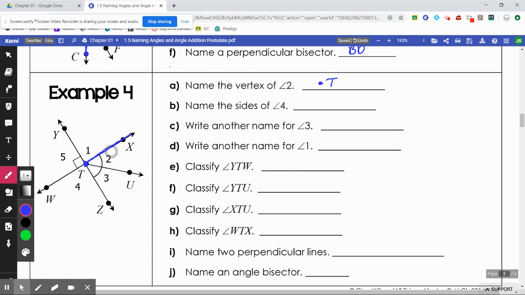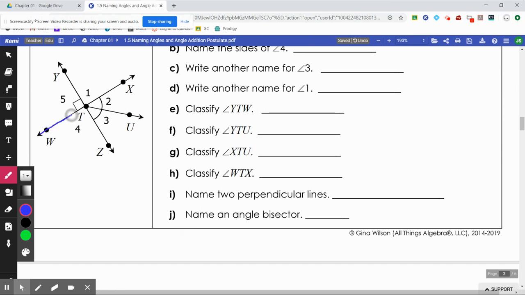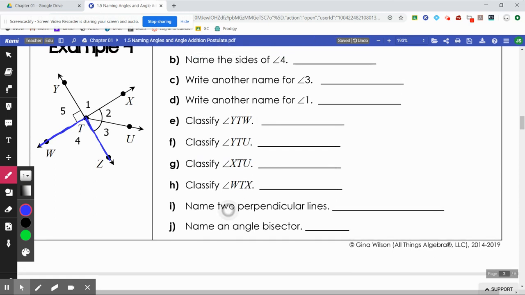Name the sides of angle 4. Okay, let's highlight angle 4 here. Here's the number 4. Here's the angle that number 4 is naming. So name the sides of angle 4. That would be this side, which starts at T and goes through W. So that would be ray TW. And this side starts at T and goes through Z. So that'd be ray TZ.